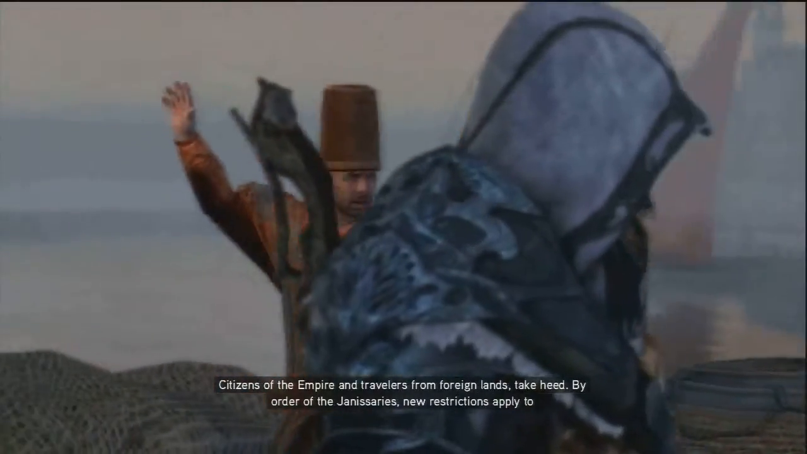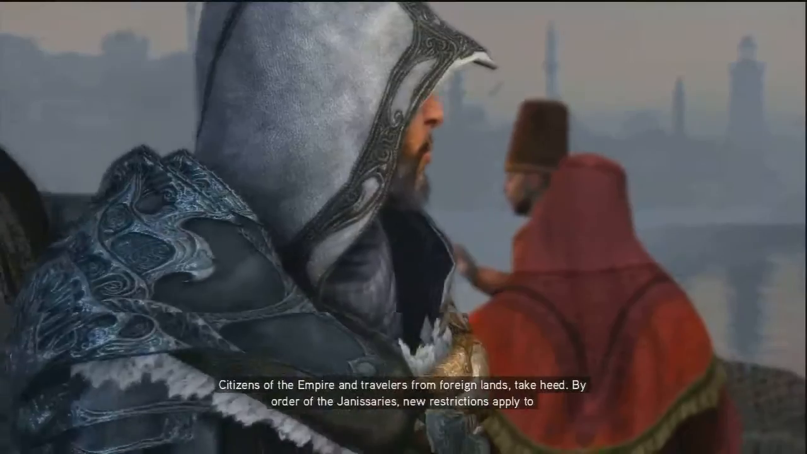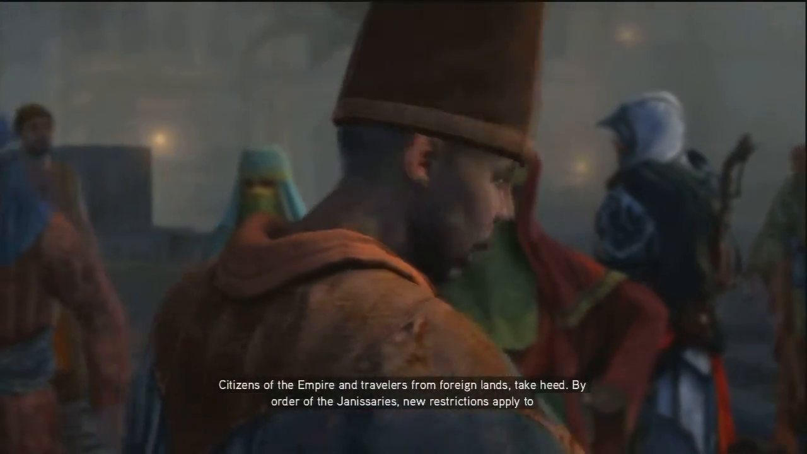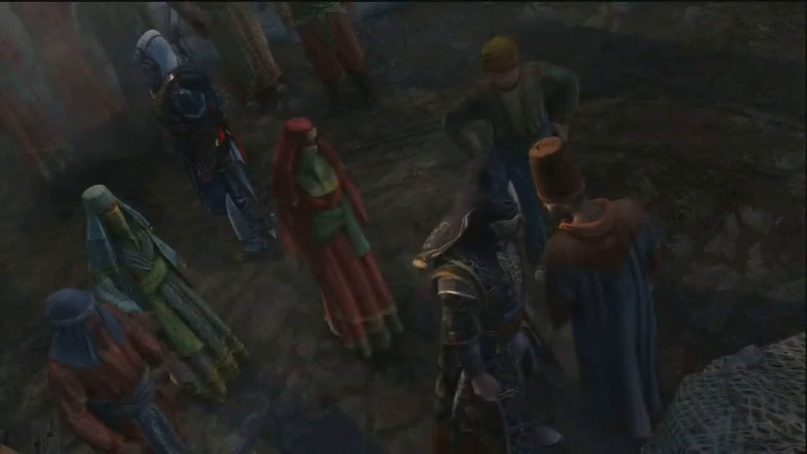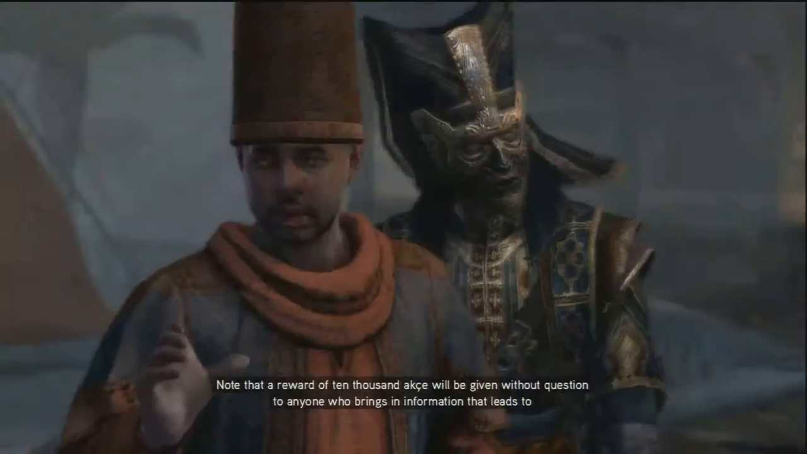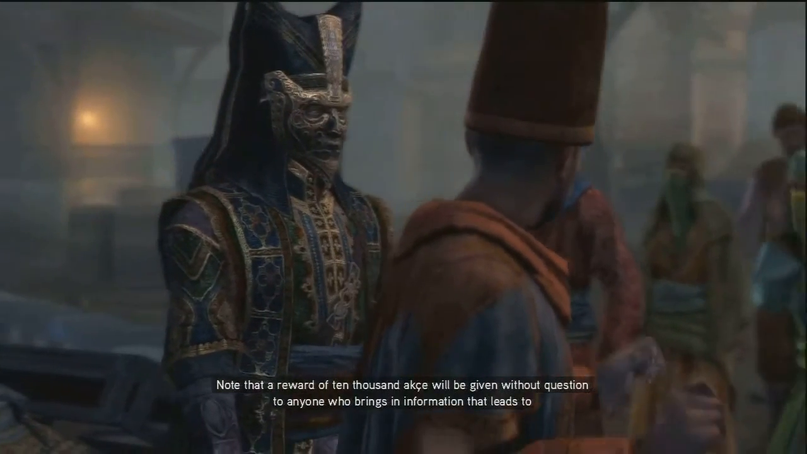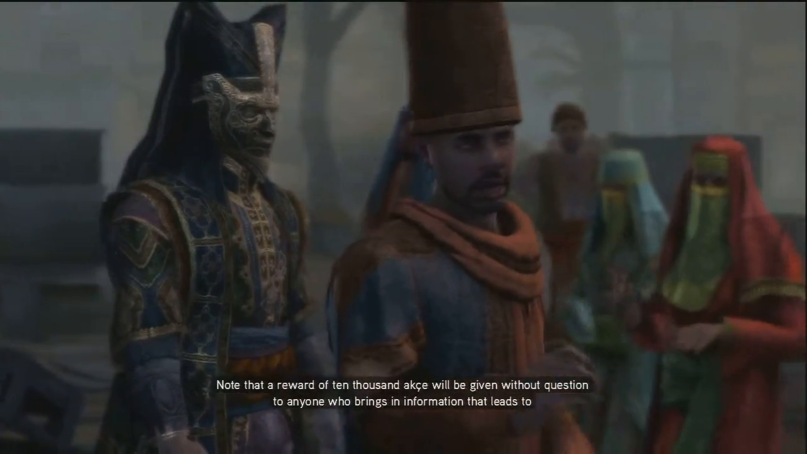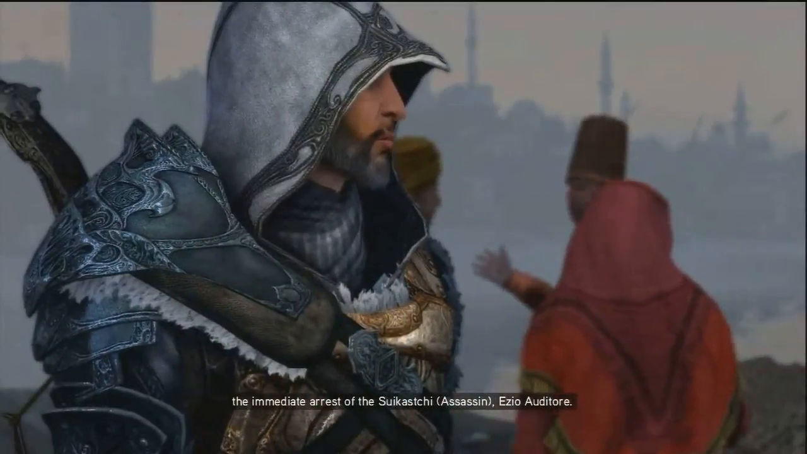Citizens of the Empire and travelers from foreign lands, take heed. By order of the Janissaries, new restrictions apply to all who travel to and from the city. Note that a reward of 10,000 akçe will be given without question to anyone who brings in information that leads to the immediate arrest of the suikastçı, Ezio Auditore.